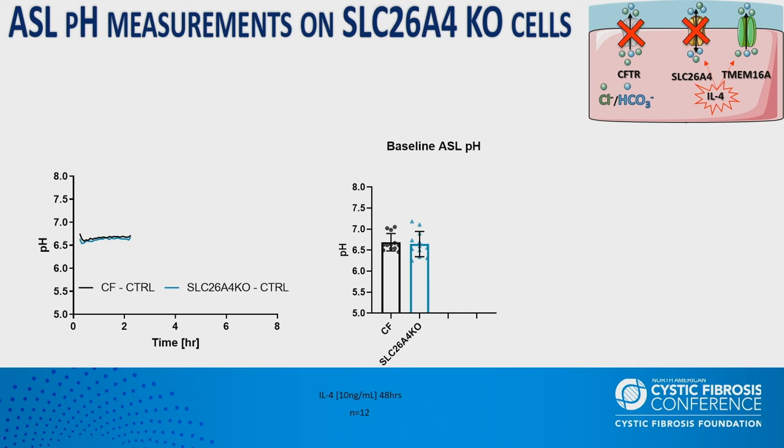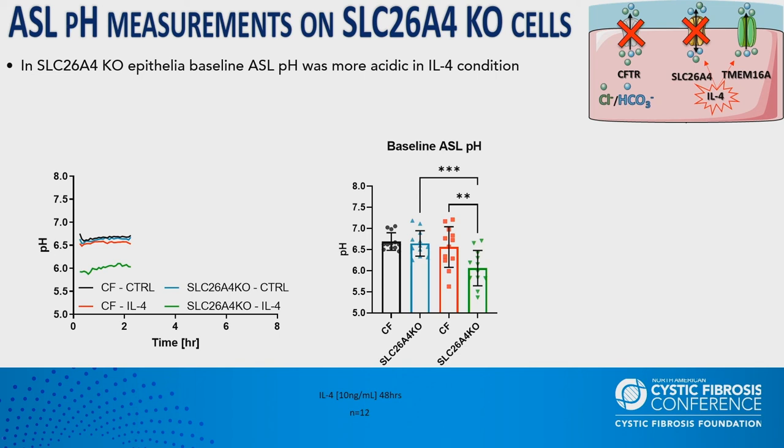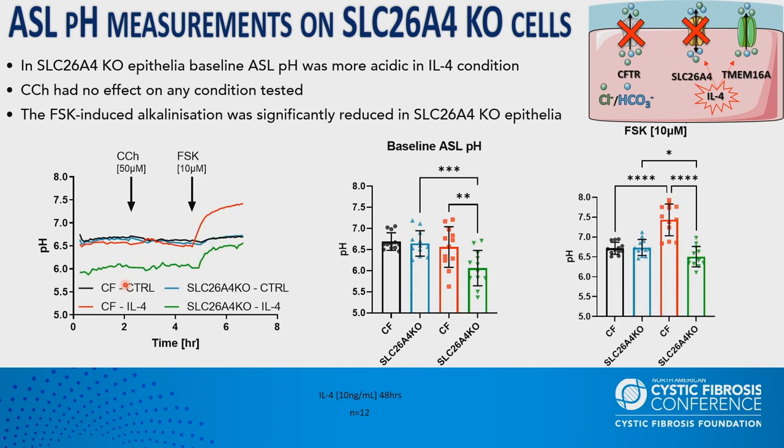In SLC26A4 knockout cells, the baseline pH was unaffected under normal condition, but when interleukin-4 was added in SLC26A4 knockout cells, the baseline pH was significantly lower compared to CF cells. Then carbachol had no effect in any condition tested, and the forskolin response in this case was significantly reduced in SLC26A4 knockout cells. So showing that these cells have cyclic AMP alkalinization through SLC26A4.